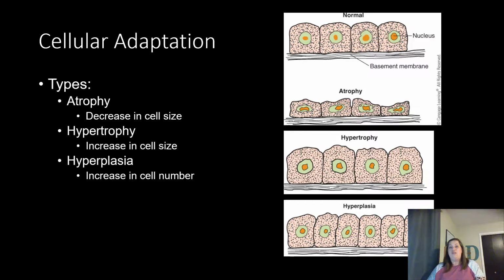One type of adaptation we have is atrophy. Remember, when we add an a in front of the word, it means not or without. In this case, it's a decrease of cell size. So in atrophy, this means we're not using it like we should. Because those cells are not being used, they start to shrink or decrease in size like you see here. Atrophy is something that happens to your muscles if you don't use them. Think about it.